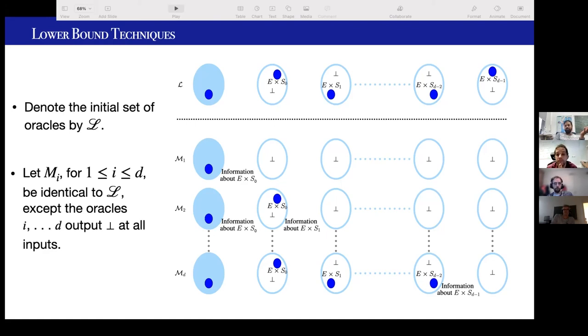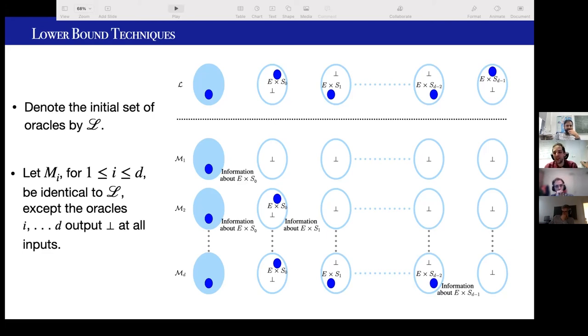So M1 does not know about the relevant domain here. M2 knows this part, but not this part. And our goal is to show that if we replace L by these M1 to Md, the output of the algorithm will not change. So maybe I can spend some time here because this could be a very complicated thing.